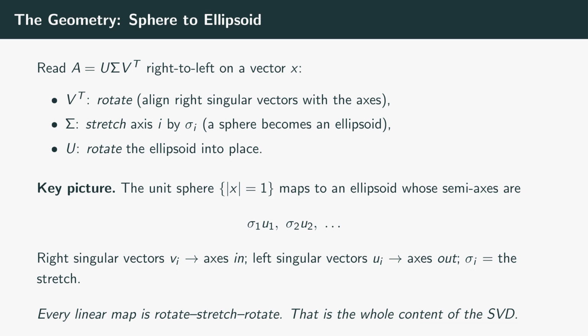So the single most important picture in this episode is this. Take the unit sphere, all vectors of length 1, and apply any matrix. The image is always an ellipsoid. The directions of its semi-axes are the left singular vectors, the U's. The lengths of its semi-axes are the singular values, the sigmas. And the right singular vectors, the V's, are the perpendicular directions in the original sphere that get mapped to those axes. In one sentence, every linear map, no matter how complicated it looks, is just rotate, stretch along perpendicular axes, rotate. There is nothing else a matrix can do.